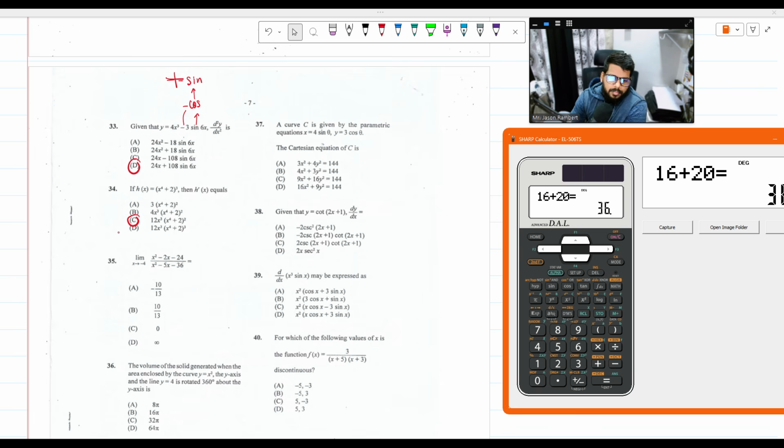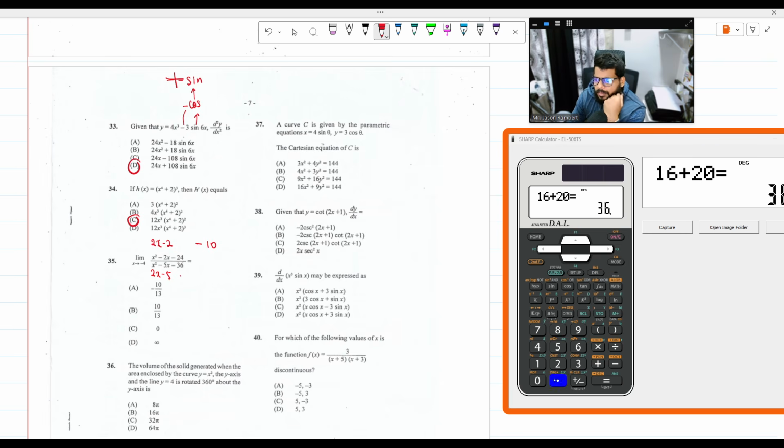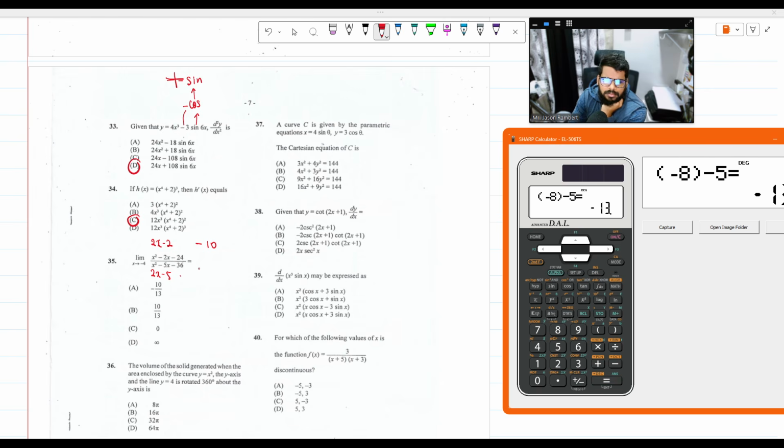Alright, so L'Hopital up the place. 2x minus 2 on top, 2x minus 5 below. Plug in minus 4, I'm going to get minus 8 minus 2 is minus 10. Minus 8 minus 5 is minus 13. 10 over 13 is my answer.